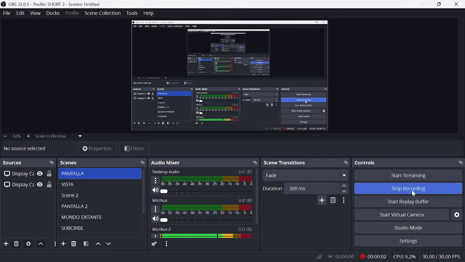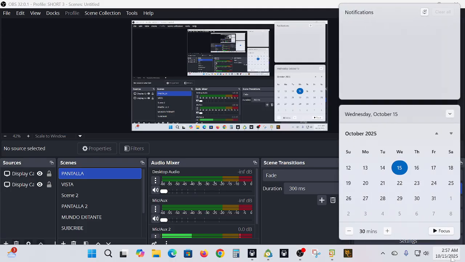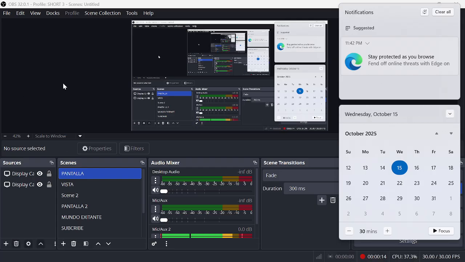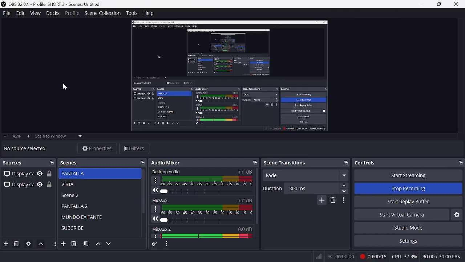Alright, again, good morning. Today is October 15, 2025. This is Forex Day by Day.